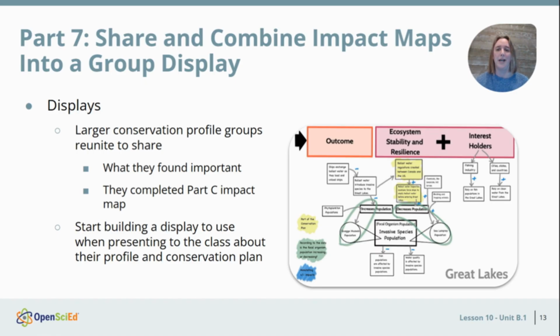At this point, I give the 4 groups a large Post-it note to come to a consensus and redraw their Part C impact maps as a display. They will be using these displays to explain to other groups what they've learned about their ecosystem, and will eventually add in their evaluation of the conservation efforts happening in the area and whether they believe it's successful or unsuccessful.